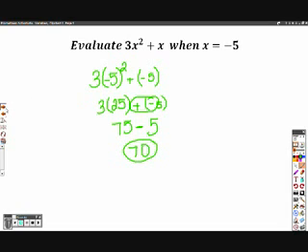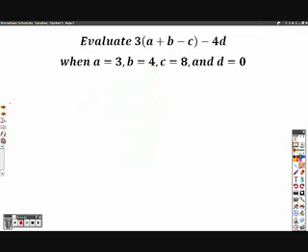Next problem. Evaluate 3 times a plus b minus c minus 4d when a is equal to 3, b is equal to 4, c equals 8, and d equals 0. Alright, so wherever I see an a, I'm going to plug in 3. Wherever I see b, I'm going to plug in 4. Wherever I see c, I'm going to plug in an 8. And wherever I see d, I'm going to plug in a 0.